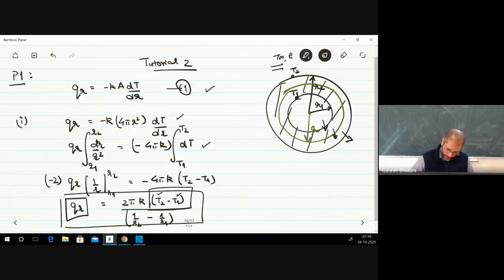Okay, so there's no minus 2. I made a mistake here. We integrated r to the minus 2, so this is r to the minus 1 upon minus 1. So this is just a negative sign here.